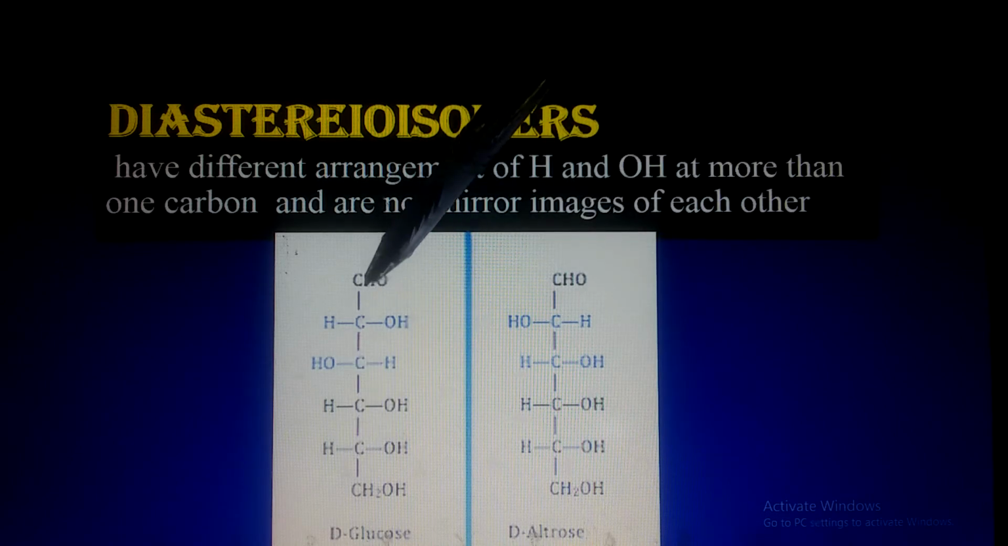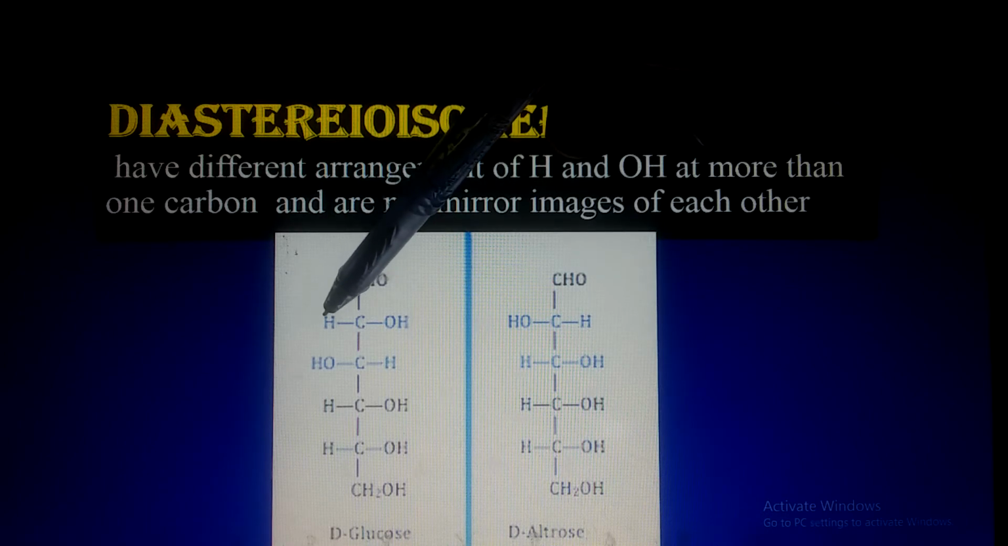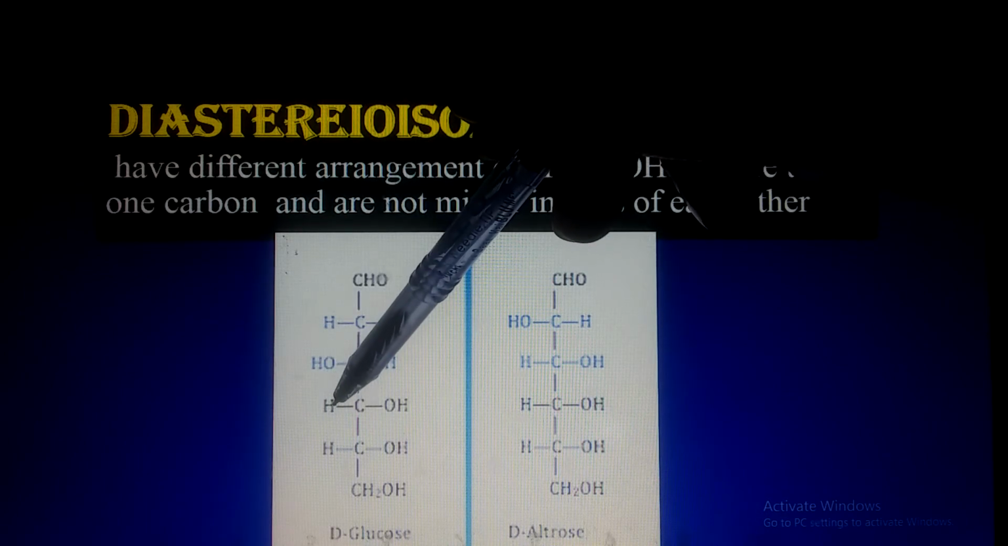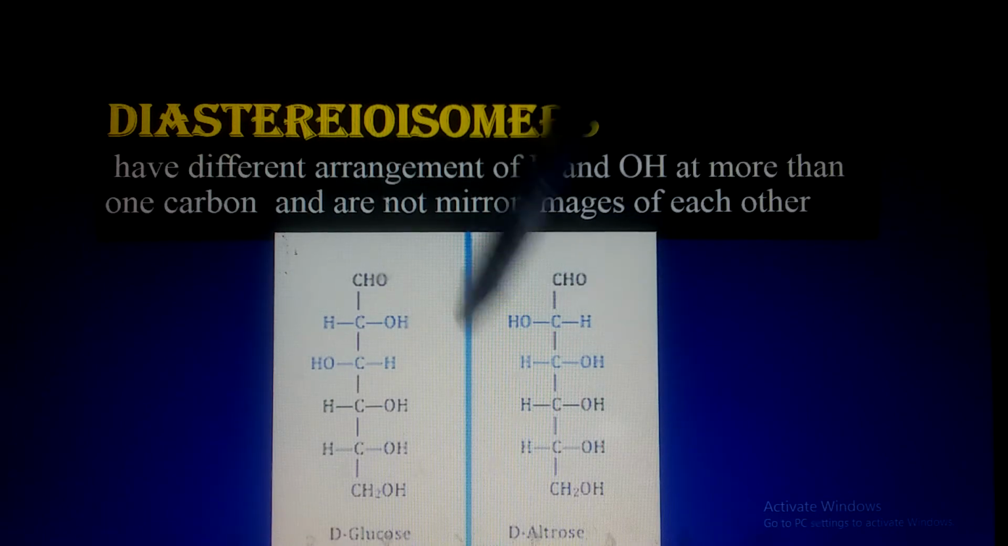Now you can move here. You can see carbon number 2, 3, 4, 5 and 6. You can see the different arrangement of the hydrogen and hydroxyl at more than one carbon. Like here hydrogen is present, here hydroxyl, then there is hydrogen, and so on.